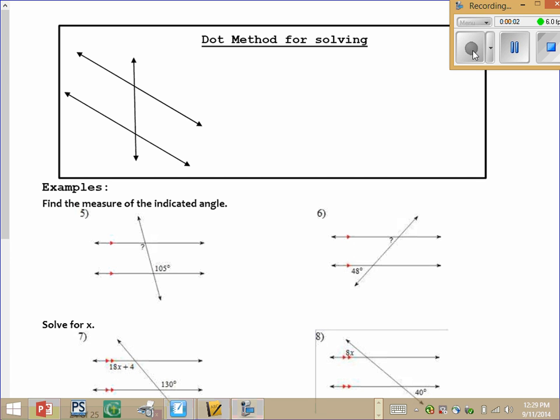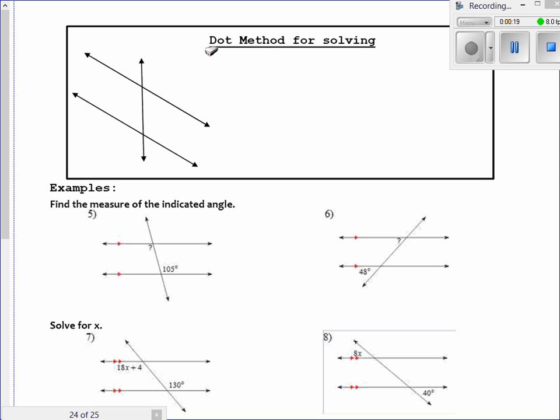All right, so we're going to use some of our parallel lines to actually start solving some of these equations, similar to what we did yesterday with all the different vertical angles and supplements and whatnot. And a great method for that is what I like to call the dot method. And so what you're going to end up doing here is you want to put dots in a set of vertical angles.